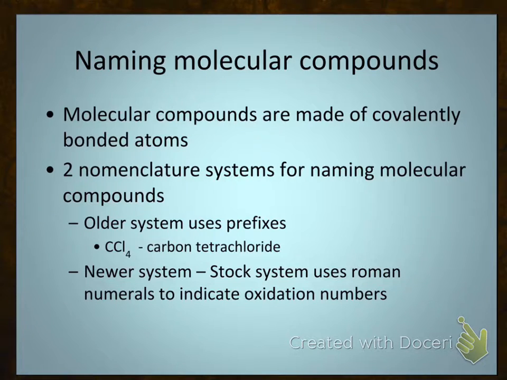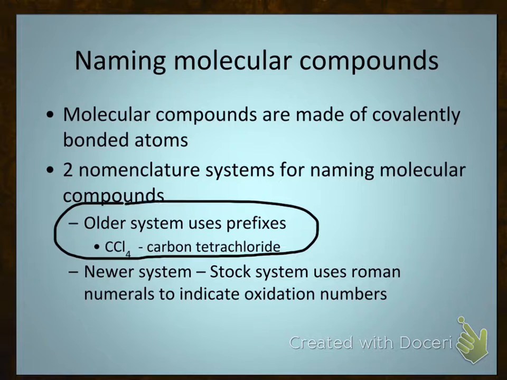Remember that a molecular formula represents the actual number of atoms of each type that are in the compound. Well, in an ionic formula, we're just looking at a ratio. Now, there are even two systems for naming molecular compounds. The older system, which we're going to focus on, uses prefixes. So CCl4 is carbon tetrachloride.